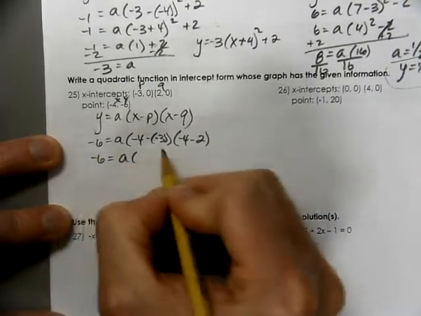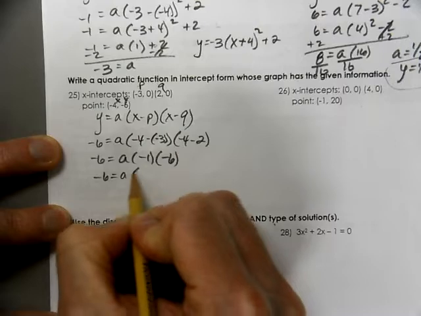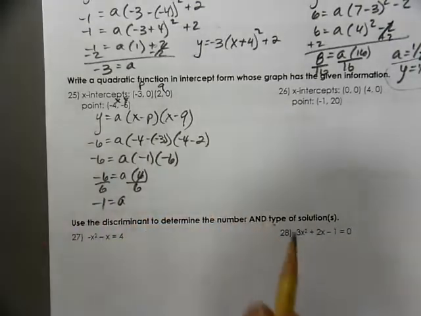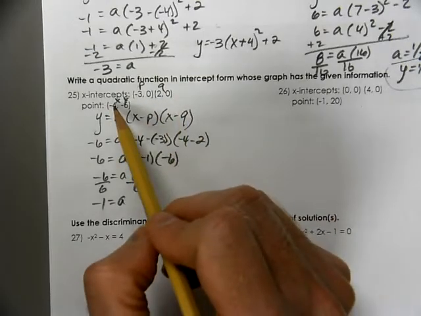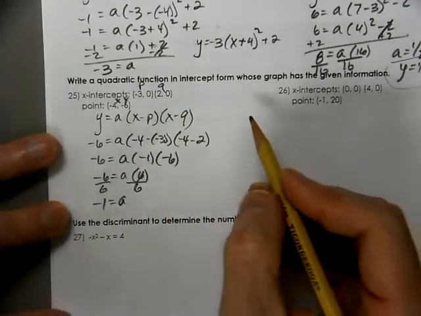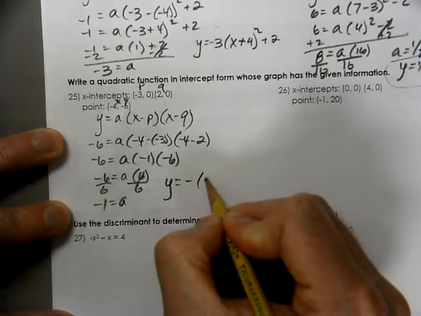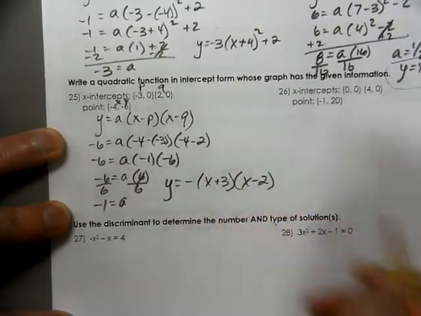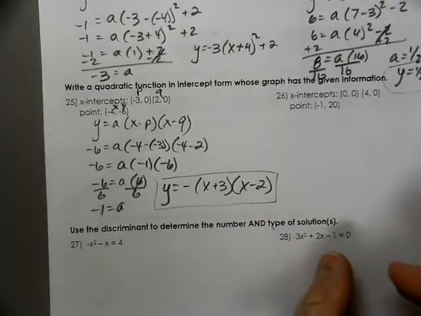So -6 equals -1 times -6. And when we divide, we get an a value to be -1. There are two intercepts, and we have a point that's lower, so we know that it's going to be pointing downwards, which is what the a value requires because it's negative. So we have a negative (x plus 3)(x minus 2). You can put -1 or just a negative symbol.